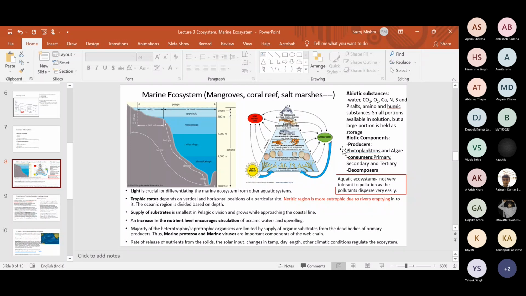What are the biotic components? What are the living components of the marine ecosystem? They are the phytoplanktons, which are small microorganisms, bacteria, which are able to photosynthesize. They are called phytoplanktons. And then there are the algae. These are the eukaryotes, which are also photosynthetic in nature. Then there are consumers and decomposers, etc.